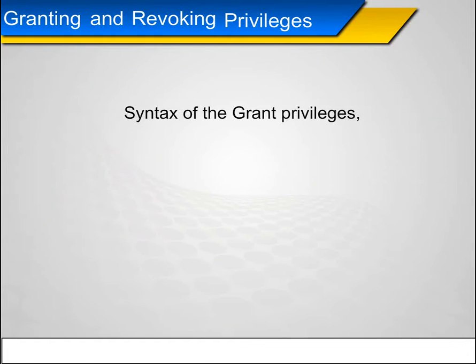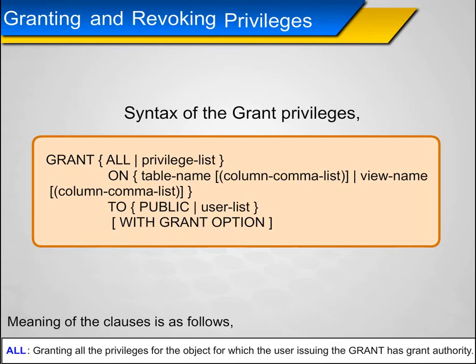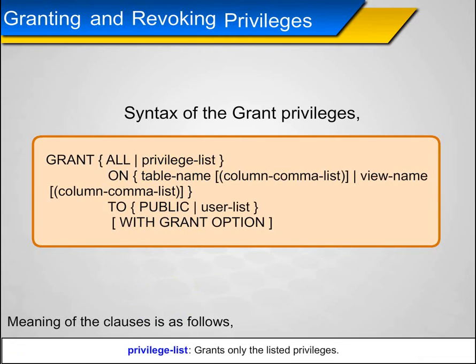Syntax of the grant privileges. Grant all privilege list on table name, column comma list, view name, column comma list to public user list with grant option. Meaning of the clauses is as follows. All: granting all the privileges for the object for which the user issuing the grant has grant authority. Privilege list grants only the listed privileges.